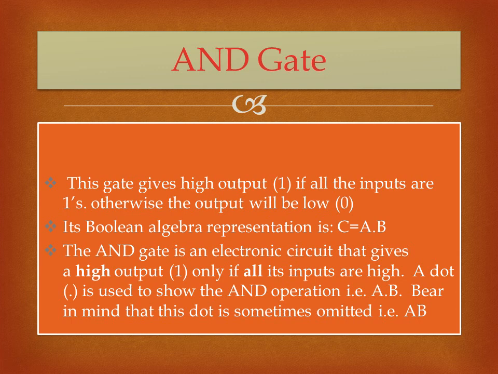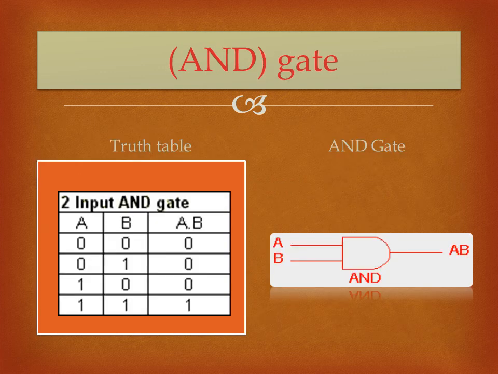So it is called an AND gate, or AND operation. This is the circuit for the AND gate. In the previous slide, I talked about two inputs and one output. In the circuit, A and B are the two inputs, and A dot B is the one output. This is followed by the truth table, A, B and A dot B. A 0, B 0, it becomes 0. A 0, B 1, it becomes 0. A 1, B 0, it becomes 0. A 1, B 1, it becomes 1.